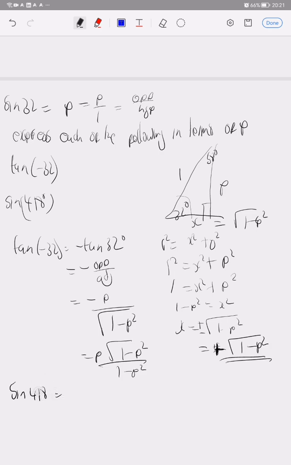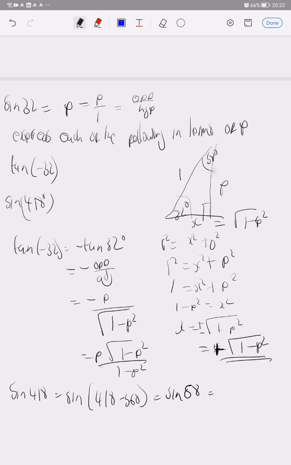So usually when you have a number greater than 360, you just say sine of 418 minus 360. Just subtract the 360. I'll dwell on this one in the next chapter. So 418 gives me sine of 58, right? So for sine of 58, I come to this one.